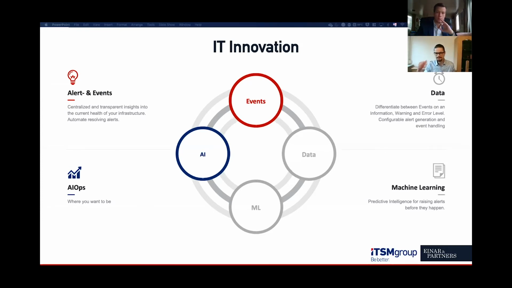And this massively aids us in keeping customers happy. But it is still reactive. We are still reacting to things happening. And this is where AI ops and especially machine learning comes into play. So AI ops is AI supported operations.